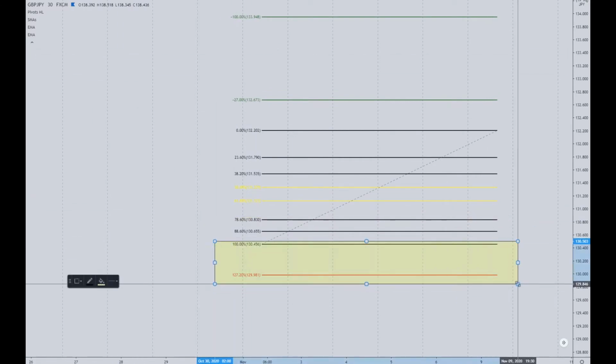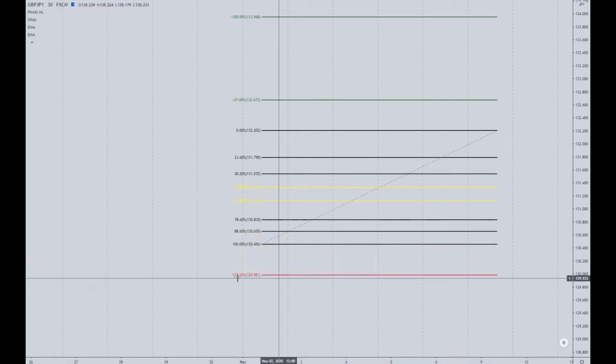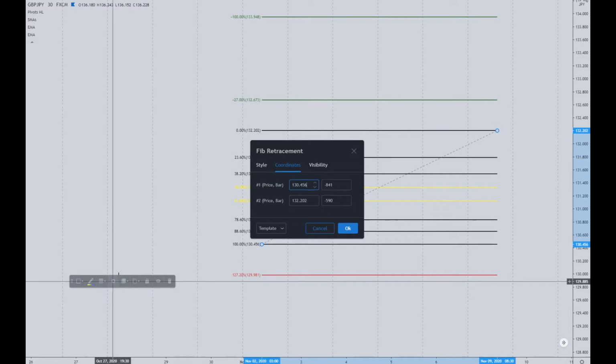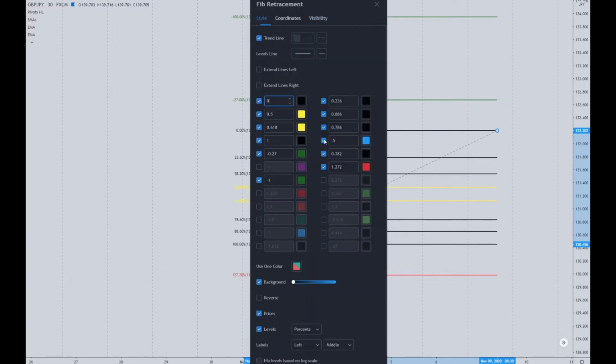I don't really use these, the 88.6 and the 127.2. They're just on there. Actually, I could take them off. If you want to look at my style, this is what I have. Let me take them off right now because I don't even use them. So if you want to screenshot that or take a look at it, that's what I use.